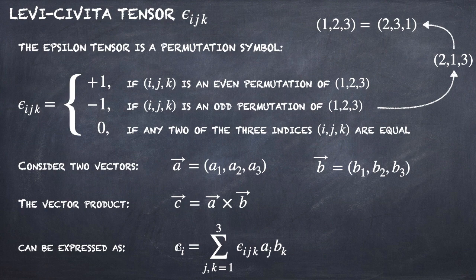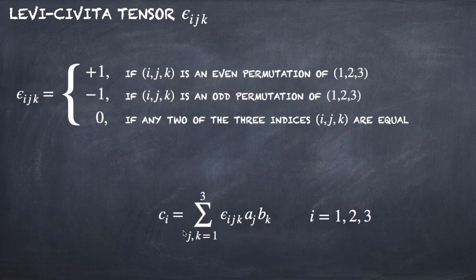So if this is going to be C1, the result is going to have a term with A2B3 and another one with A3B2. So let's see if this is what we are going to have. Of course, the i is going to be 1, 2, and 3 because we need all the 3 components of the C vector.